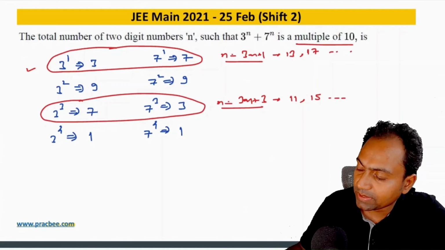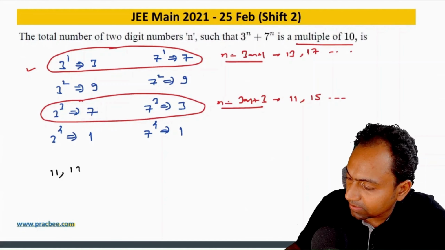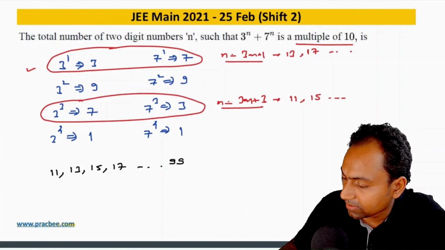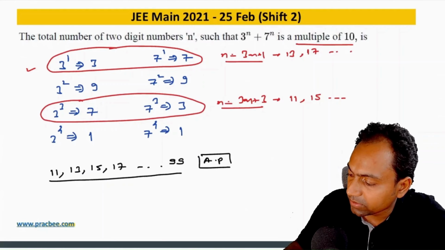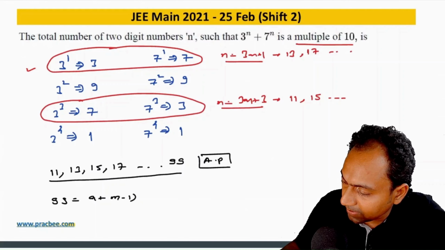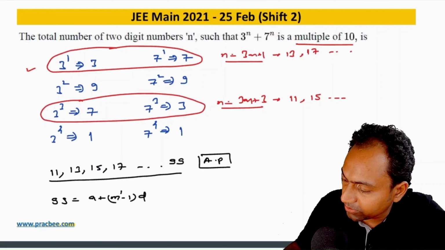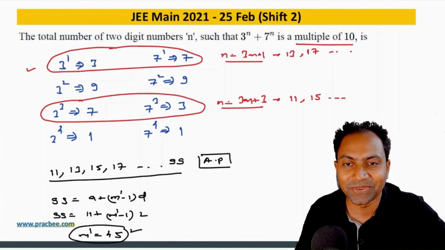So what you can observe here, if you observe this pattern of numbers, is the values 11, then 13, then 15, then 17, and the last would be 99. You can see that this is an arithmetic progression. So if I want to find the total number of terms, it is very simple. 99 can be written as a plus m dash minus 1 into d. So this becomes 99 is equal to 11 plus m dash minus 1 into 2. So the value of m dash comes out to be 45. So there are going to be 45 such terms. Hence the answer of this question is 45.